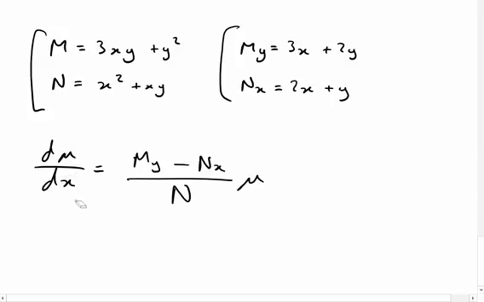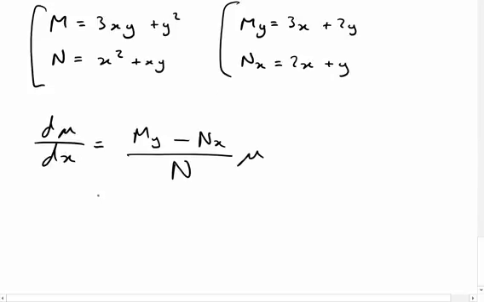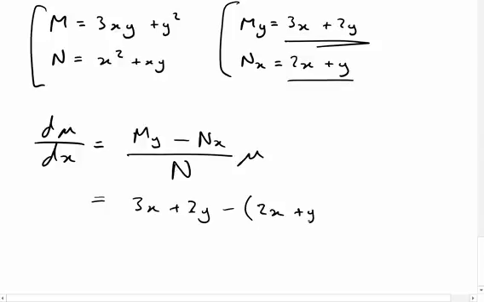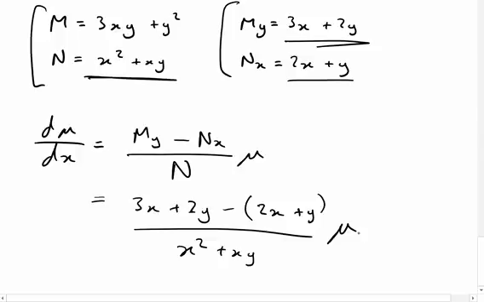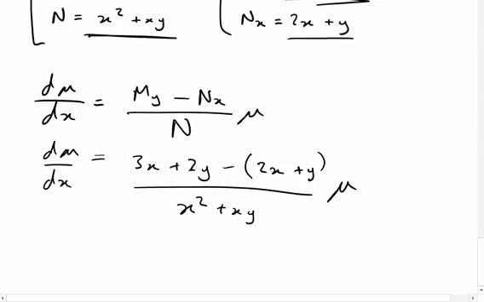So basically I'm trying to solve this. What is m with respect to y? Well, it's 3x plus 2y. Then minus nx, which is 2x plus y. On the denominator it must be n, which is this one, x squared plus xy. That's all multiplied by mu, and I'm trying to solve d mu by dx. So let's just simplify this numerator. Multiply 3 by minus, so I end up with that.